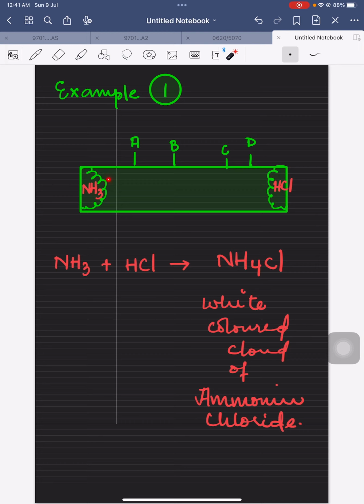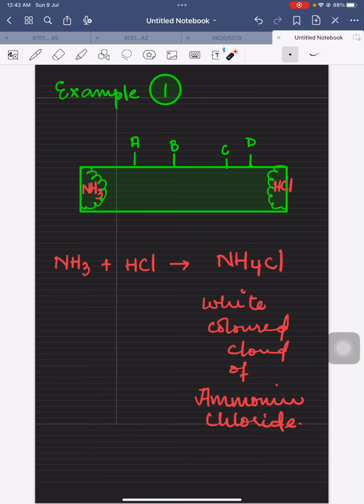Point number one, sometimes students ask why they are moving. Ammonia is a gas, and this cotton plug is soaked in ammonia solution. So ammonia, being a gas, will start traveling from the cotton plug to the other side. In the same way, HCl is a gas which is dissolved in water. As it is soluble in water, a cotton plug is soaked in HCl solution and placed on the other side of the tube. Now HCl will start moving from this cotton plug to the other side.